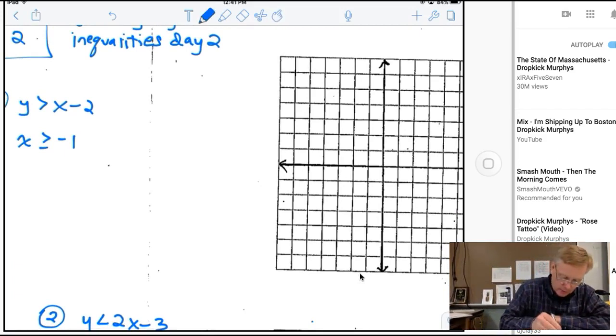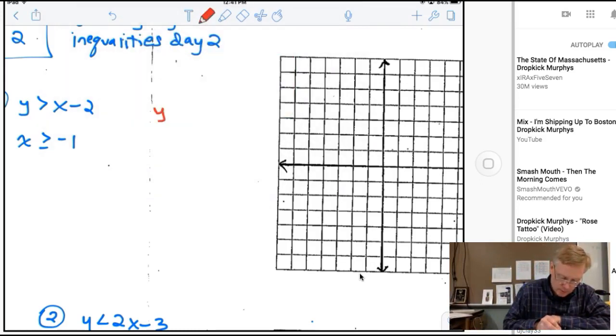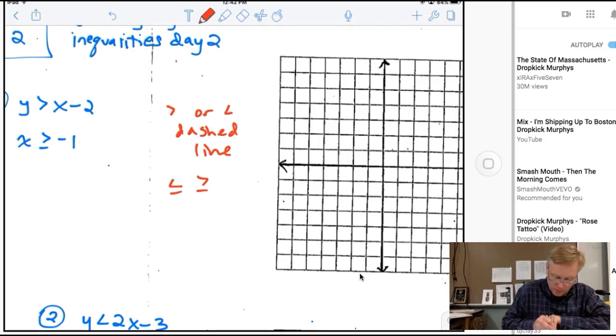A reminder that if I have just y is greater than or y is just less than, it doesn't matter where the y is in that, this will be a dashed line. And if it was the other way, if it has a line underneath it, x is greater than or equal to or less than or equal to, that would be a solid line.